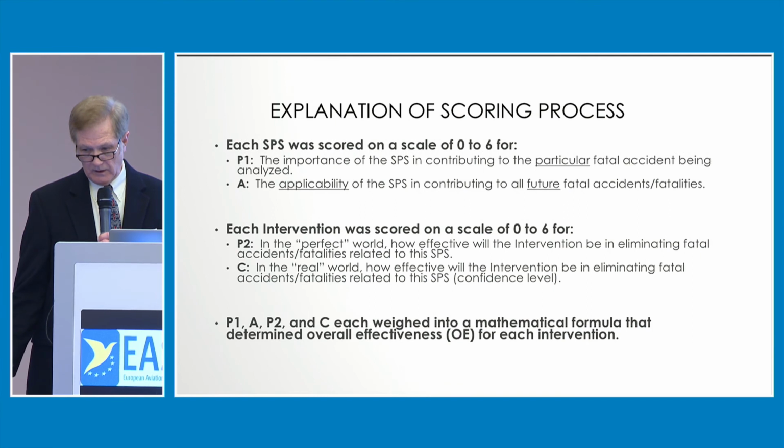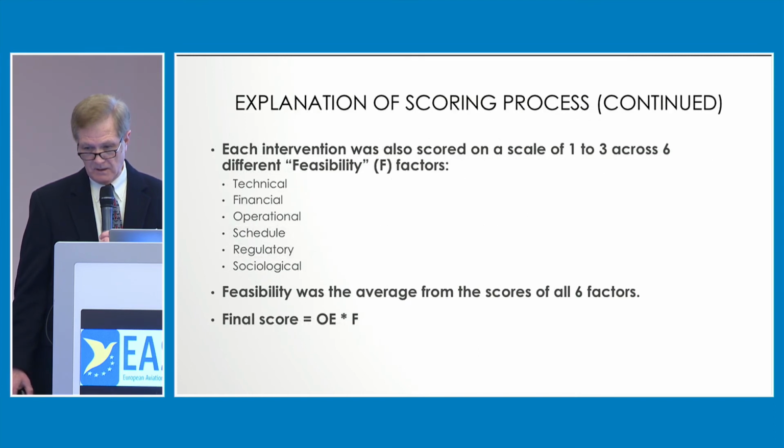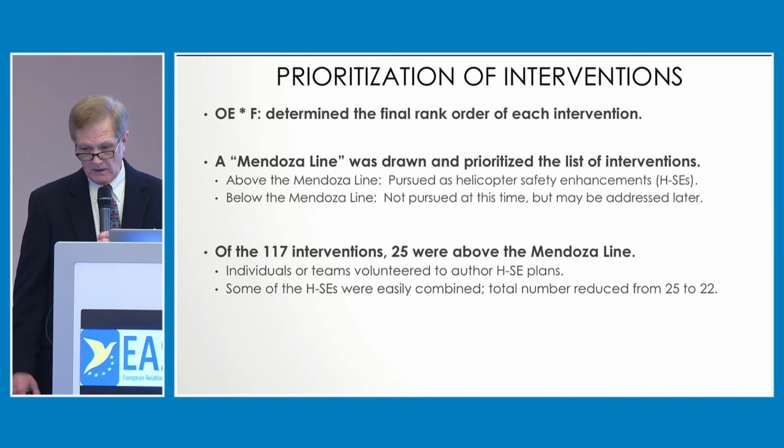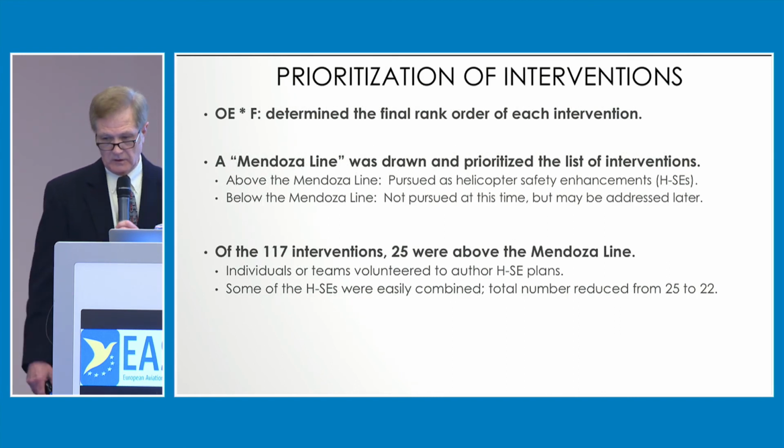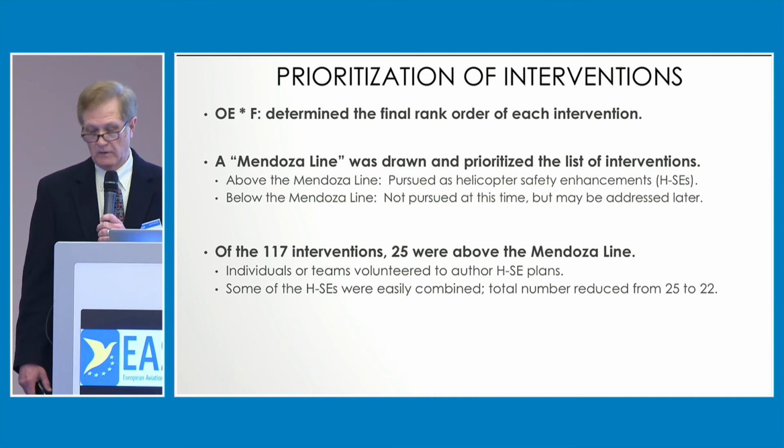I'll skip the math there, but basically just to show you that it was a very disciplined process in terms of the criteria they applied. These are the factors they considered when looking at feasibility: technical, financial, operational, and so forth. And then they again took a look at the 117 and looked at which ones fell above and below the Mendoza line.